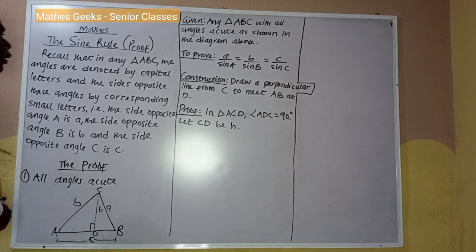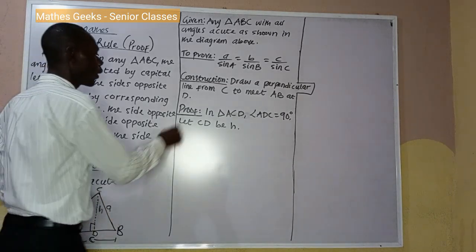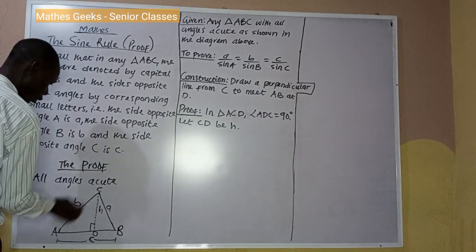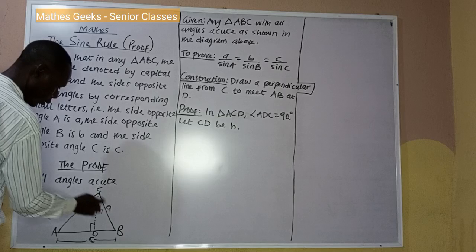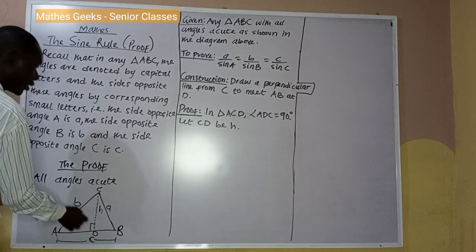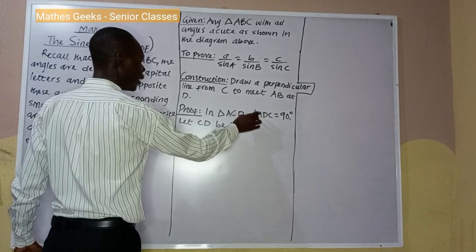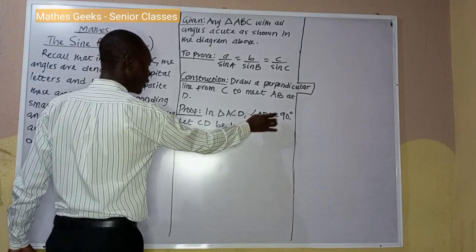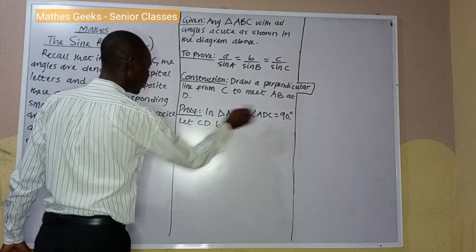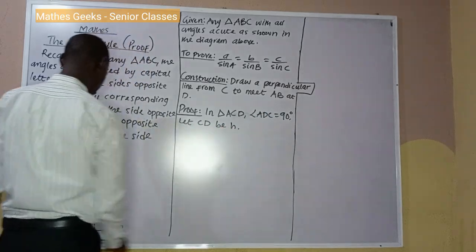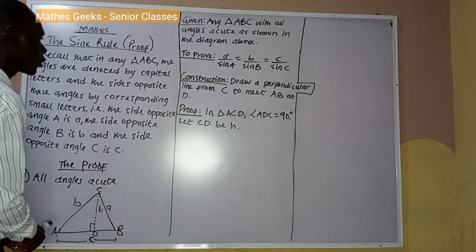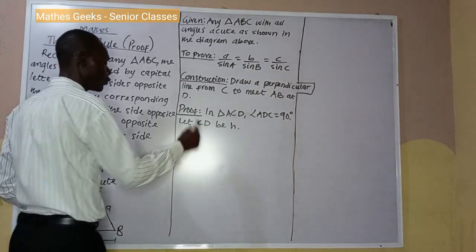Now, proof: in triangle ACD, angle ADC is equal to 90 degrees. Let CD be h. So CD is h, which is the height of the triangle. So let's start with our proof.